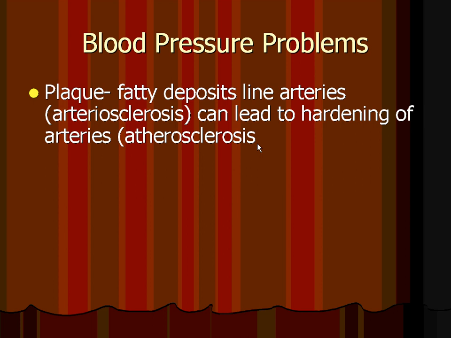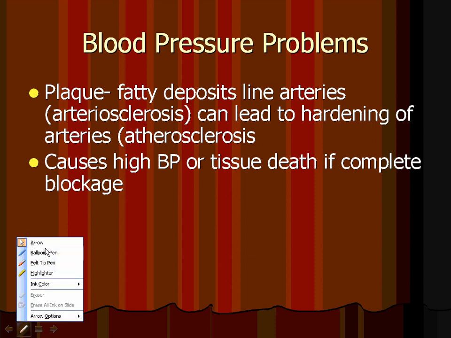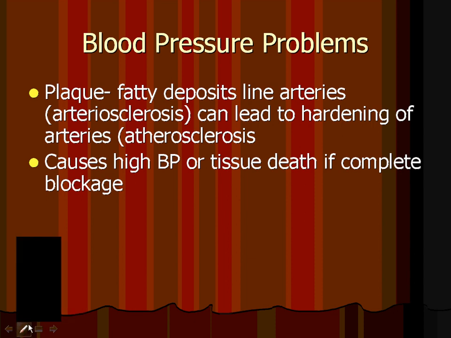And we know when things start getting hard, it becomes a problem because it can increase the pressure in the vessels. Like I said, it causes high blood pressure or even tissue death if there's a complete blockage. So if we have this tissue that's blocked off here, let's see if we can get a pen going. If there's a complete blockage, it means that no blood is going through, which means no oxygen is going to be provided in that area, which then means that tissue is going to die.